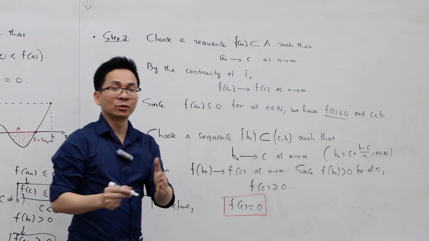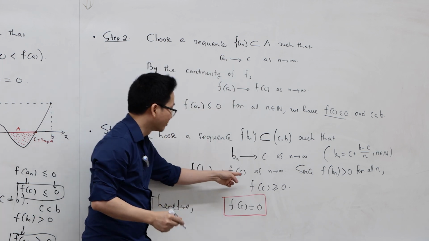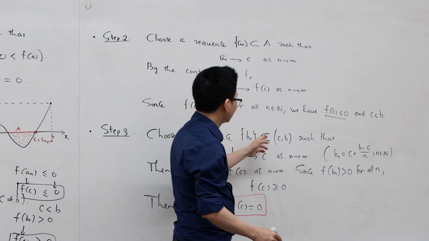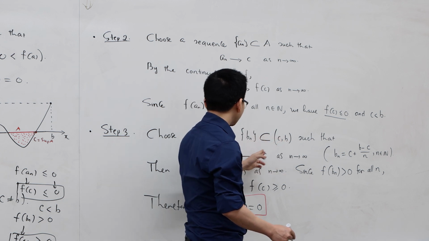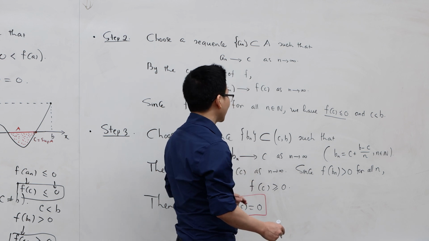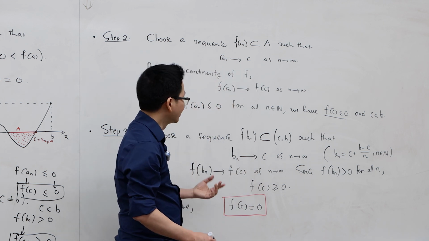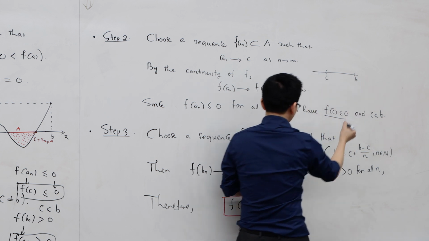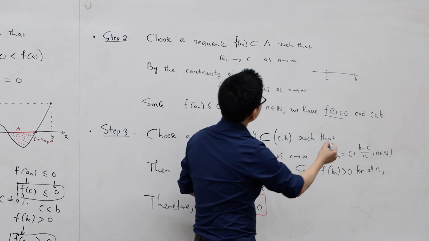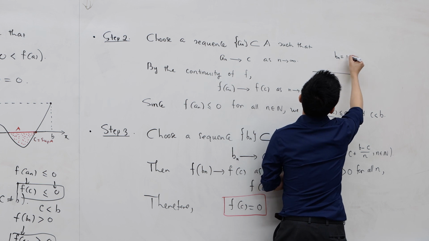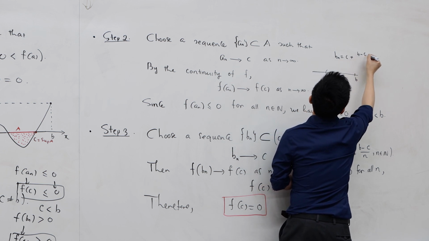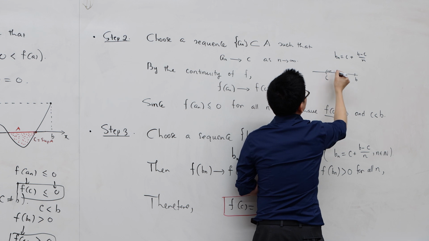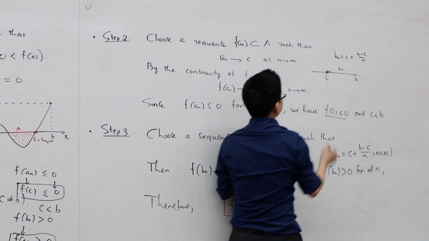Now, we are going to move to the third step by showing that in fact f of c is greater than or equal to 0. Why? We can pick a sequence Bn in the open interval Cb such that Bn converges to C as n approaches infinity. So over here, this is C and this is B. One way to pick Bn is to let Bn be C plus B minus C over n. So we can pick a sequence in this interval that converges to C.